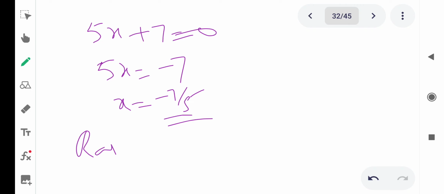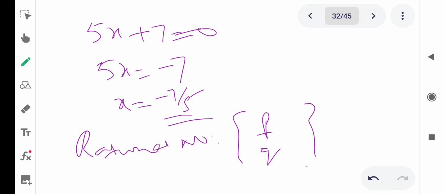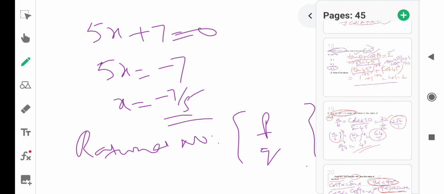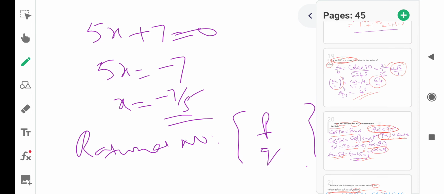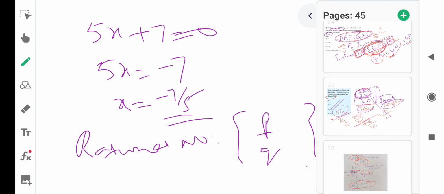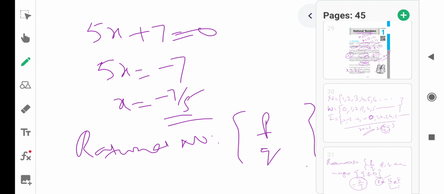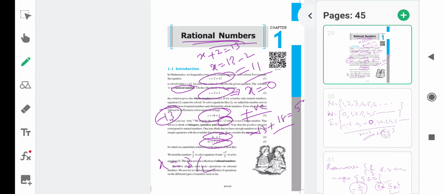So in the rational numbers, these are in the form of p by q. Okay, we can write them in the form of p by q. So therefore it's a rational number. So therefore the existence of rational numbers comes into the picture. Okay, now we'll stop here.